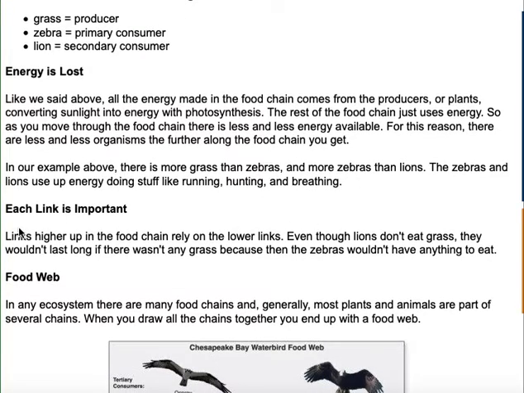Each link is important. Links higher up in the food chain rely on the lower links. Even though lions don't eat grass, they wouldn't last long if there wasn't any grass, because then the zebras wouldn't have anything to eat.